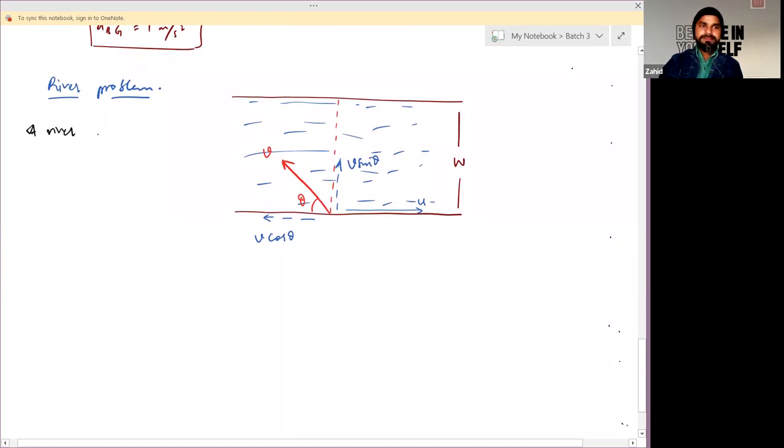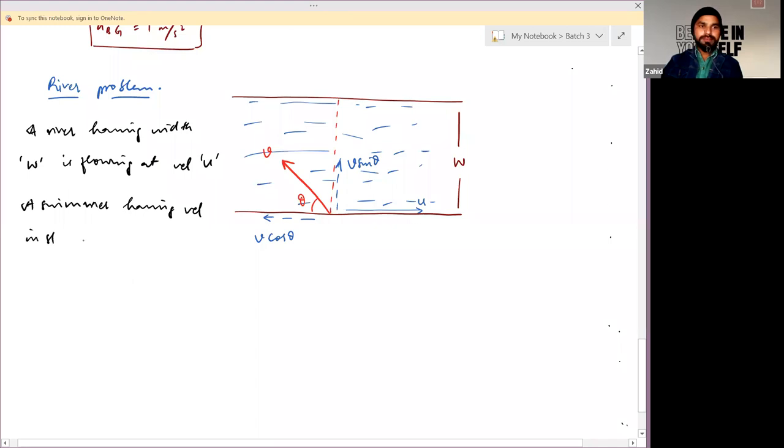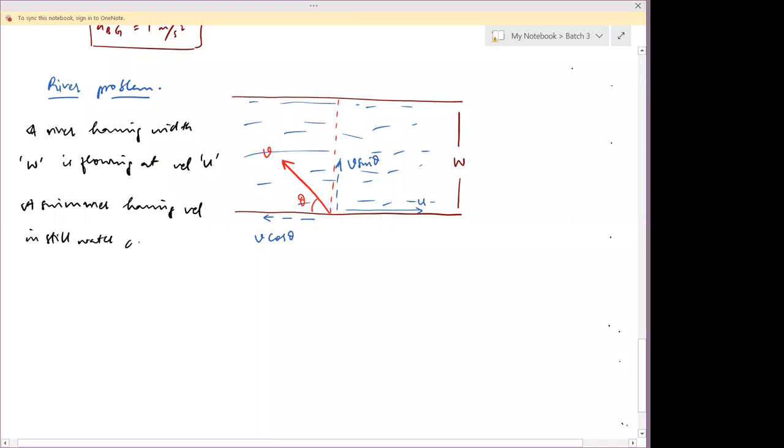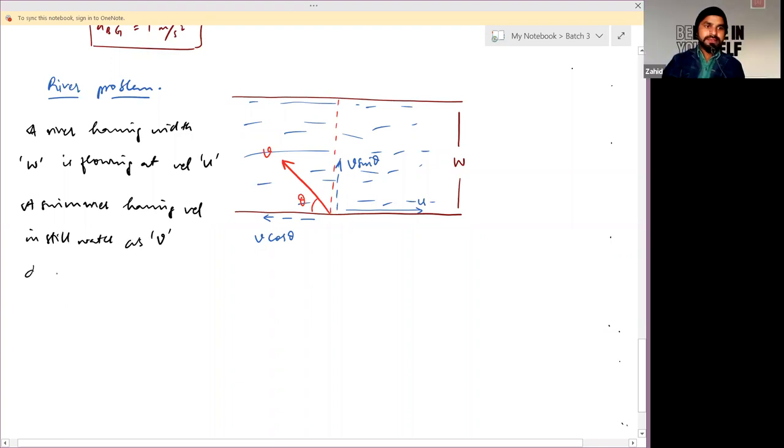So a river having width W is flowing at velocity U. A swimmer having velocity in still water as V dives into it.